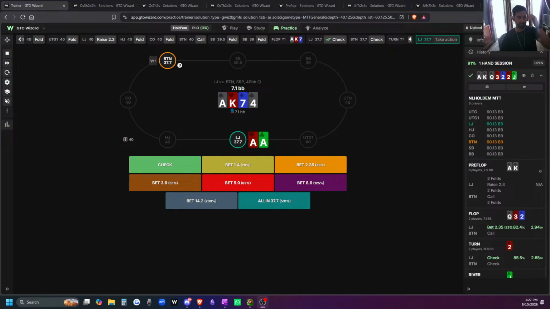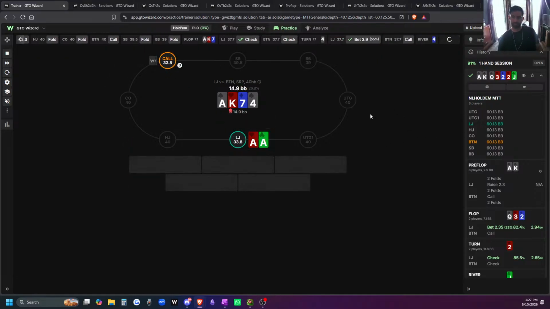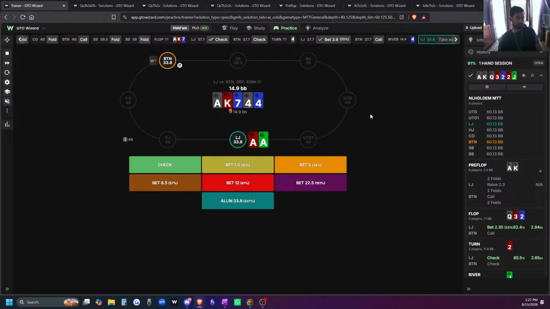Here I think we can go B55, somewhere between B55 to B83. Our hand's just so strong. I tend to lean on the smaller side just because they're not really calling down as effectively as they're supposed to. Here we just try to target the king X, the occasional pocket tens and nines.